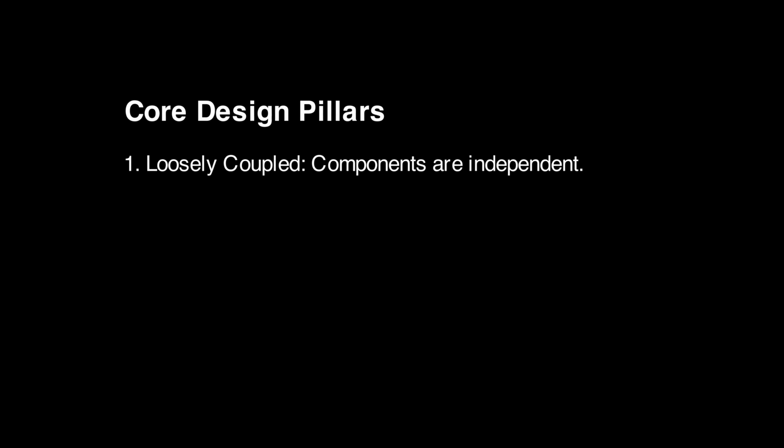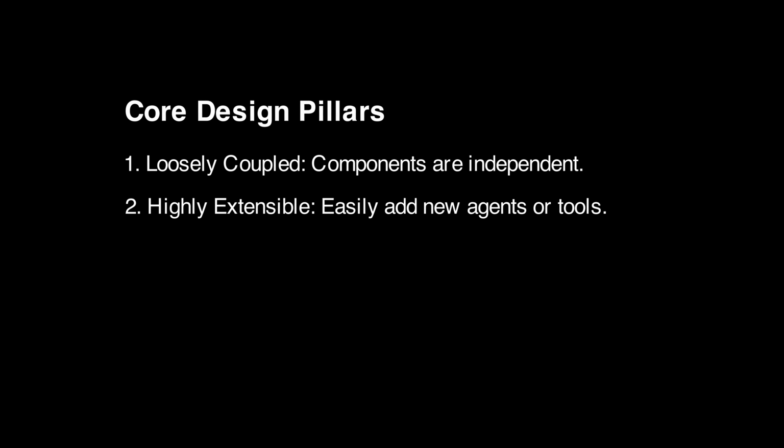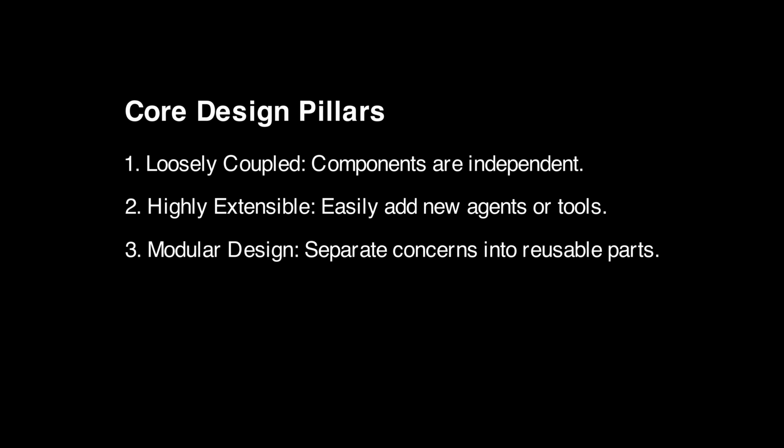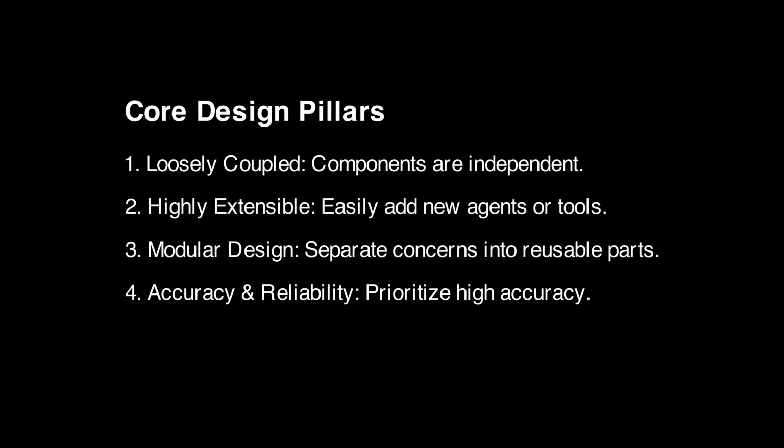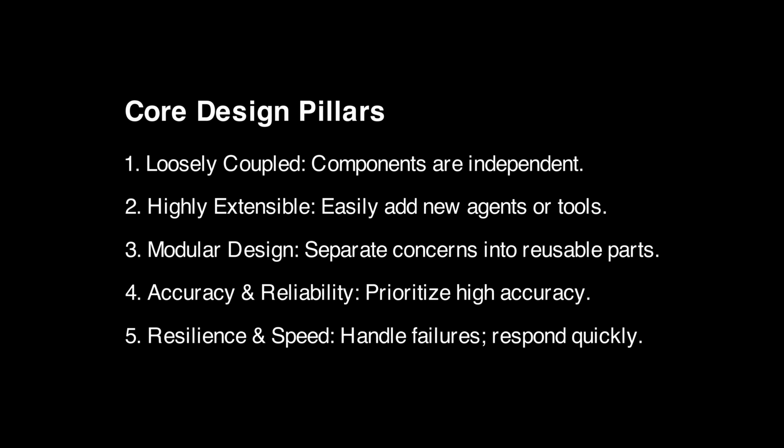To build this system effectively, we'll adhere to a few core design pillars. First, loosely coupled. We will build a system with independent, loosely coupled components. Second, highly extensible. System supports easy, non-disruptive addition-removal of agents' tools. Third, modular. Follow modular design with reusable, distinct components. Fourth, accuracy and reliability. We will prioritize high accuracy and minimize hallucinations. And fifth, resilience and speed. Prioritize resilience, graceful failure handling, and quick response.